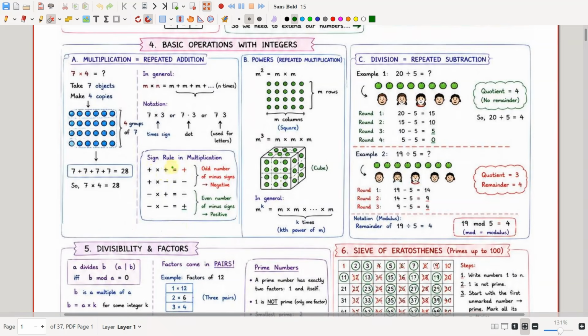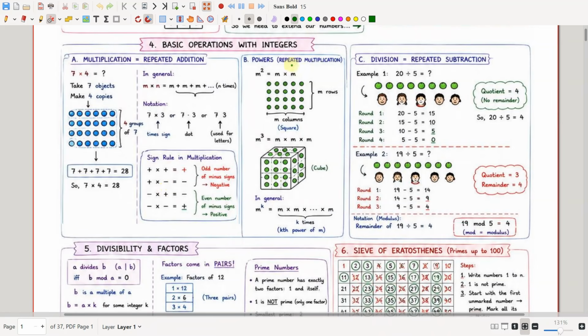So we know the sign rule in multiplication. Plus into plus will give us plus, plus into minus will give us minus, minus into plus will give us minus, and minus into minus will give us plus. Okay, so same signs will give us positive values, opposite signs will give us negative values.